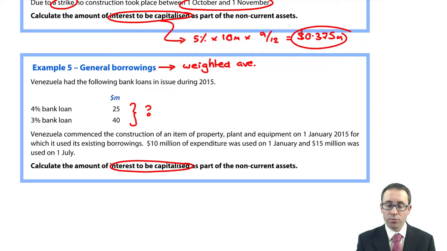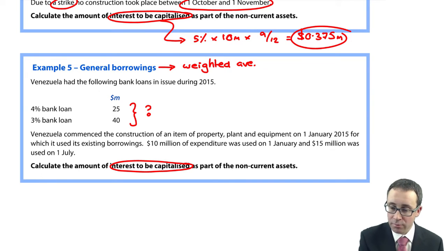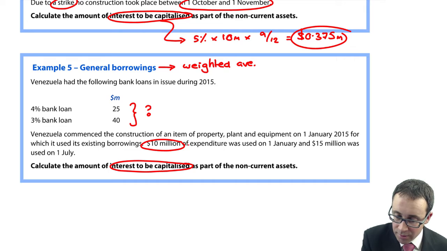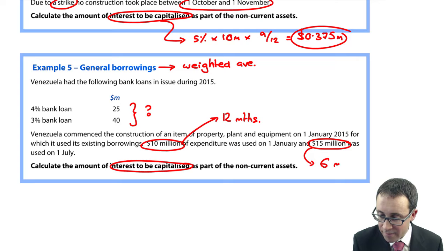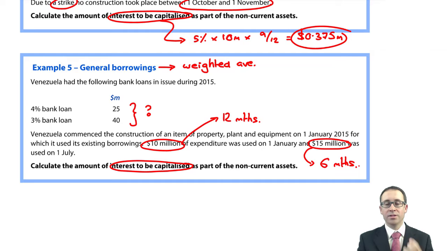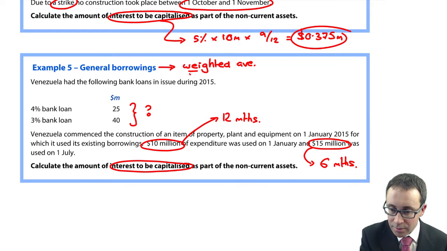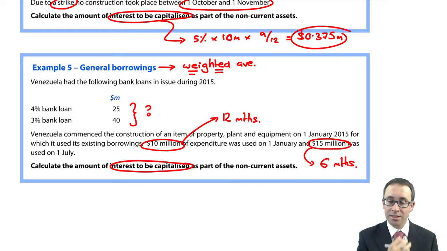So it says Venezuela commenced the construction of an item of property, plant and equipment on the 1st of January 2015, for which it used its existing borrowings. It says 10 million of expenditure was used on the 1st of January, so that is 10 million for 12 months, and 15 million on the 1st of July, so that is 15 million for 6 months. The percentage that we are going to apply is that weighted average percentage.